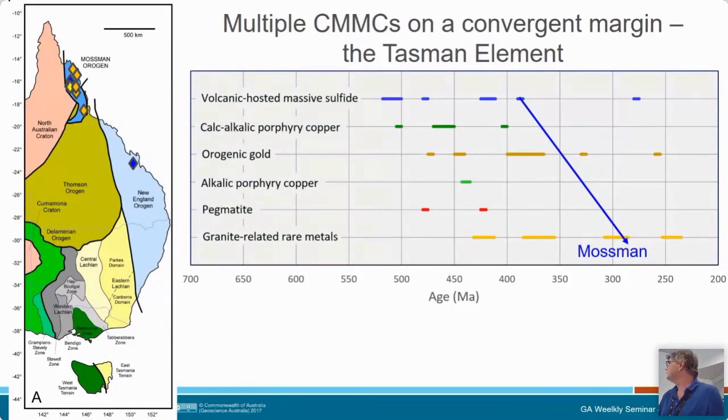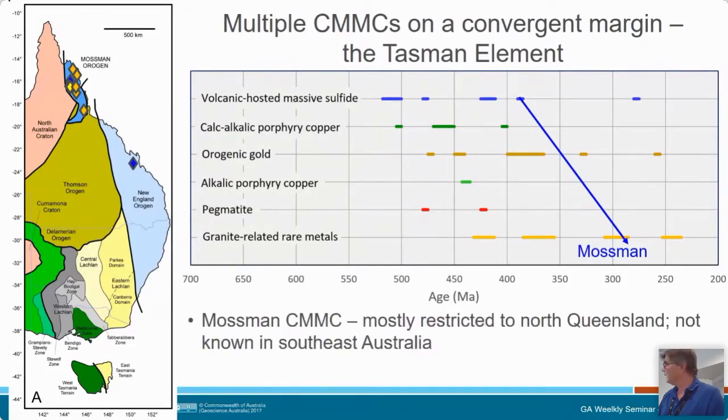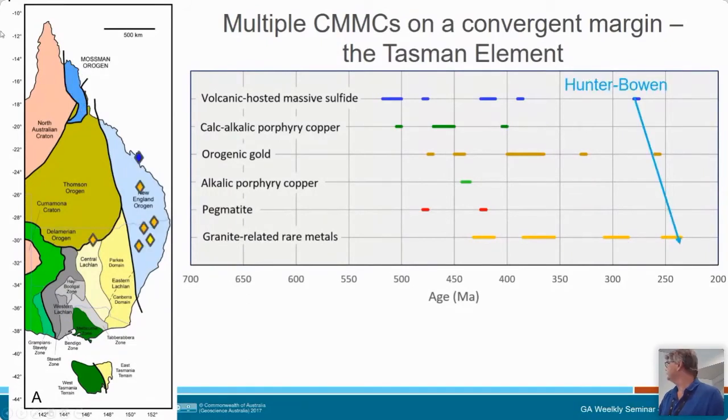It's not as well defined. We have VHMS deposits followed by orogenic gold deposits, followed by granite-related rare metal deposits, but it's not as well defined. And then finally, we have the Hunter-Bowen system. That's mainly in New England. It includes the VHMS deposits, orogenic gold deposits, and the granite-related rare metal deposits.